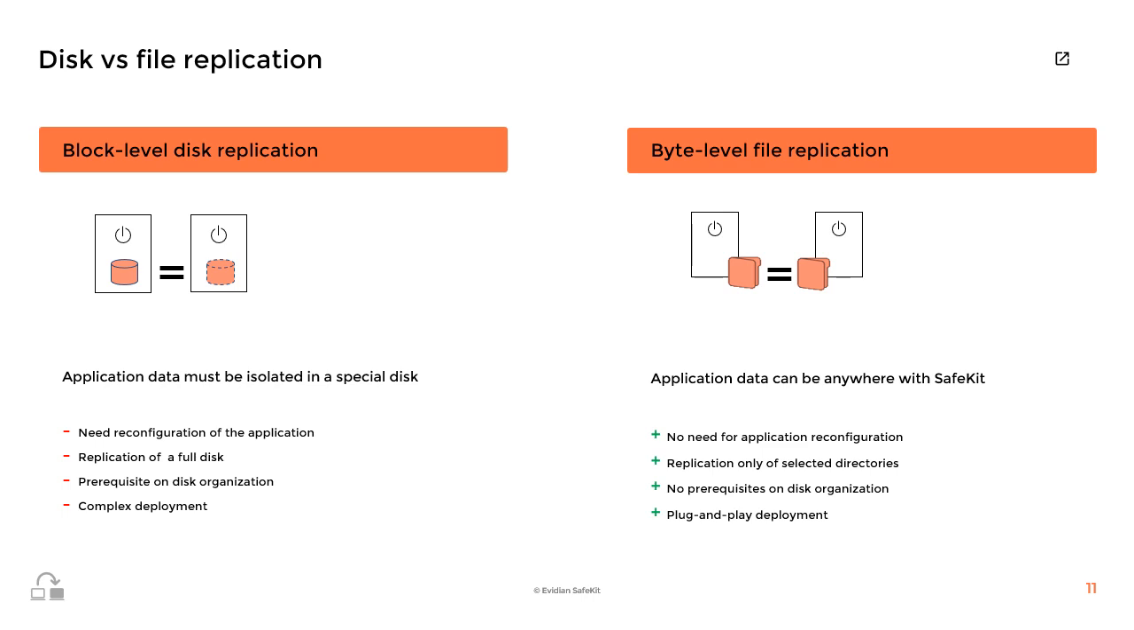Byte-level file replication, such as that implemented by SafeKit, focuses on replicating only the modifications made within files. This means that only the changes generated by application activity are replicated, without including unnecessary metadata. Moreover, there is no impact on the organization of application data. Folders to replicate are just defined in SafeKit, and there is no reconfiguration of application data even if they are in the system disk. As you can see, the configuration of file-level replication is much simpler than disk-level replication.